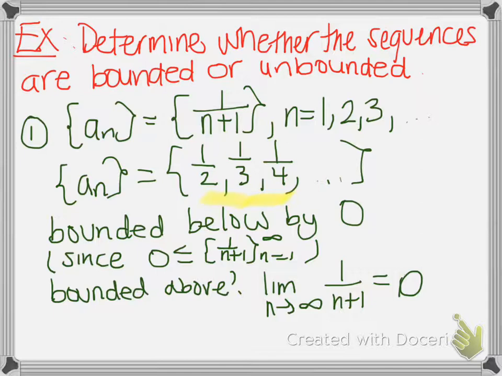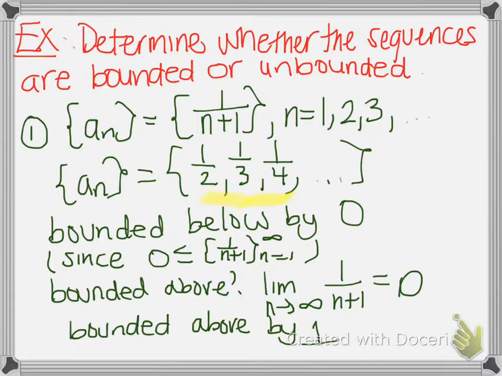So we can say that it's bounded above by any number larger than 0. Well, no, let me rephrase. We know those numbers are going to 0, but we can't just say any number larger than 0, because a half is larger than 0 and a half is in that sequence. So we can say it's bounded above by 1. It'll never go over 1.